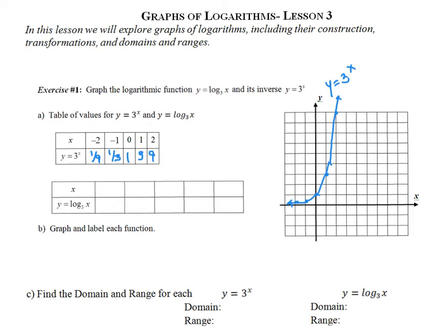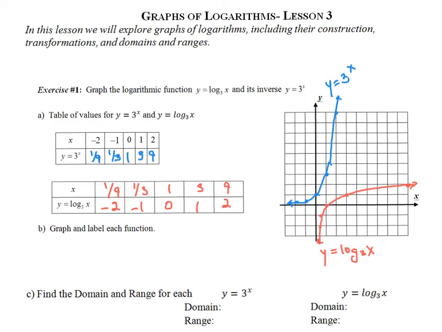Instead of negative 2, 1/9, I'm going to have 1/9, negative 2. And so on down the list, reversing the x and the y coordinates to get the table of values for the inverse, which is y equals log to the base 3 of x. Let's plot those points and graph and come back and compare notes.